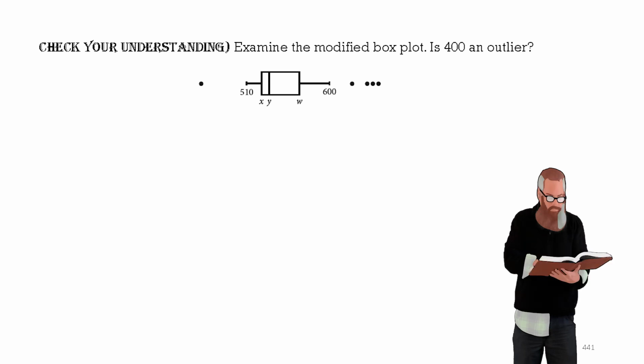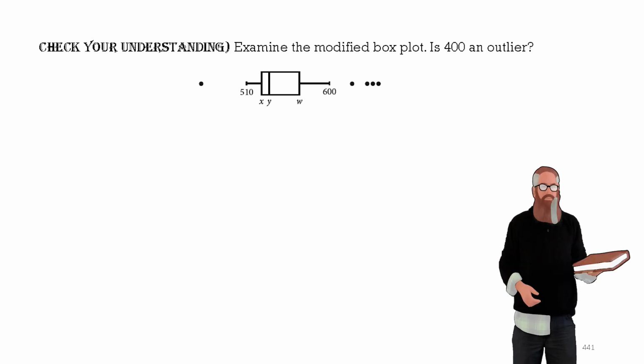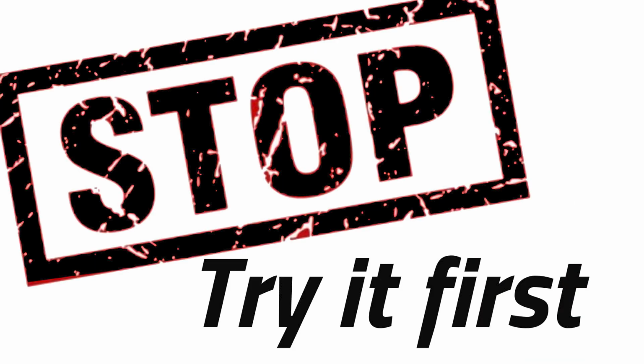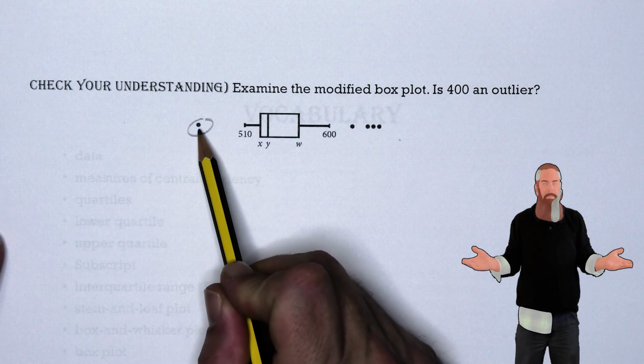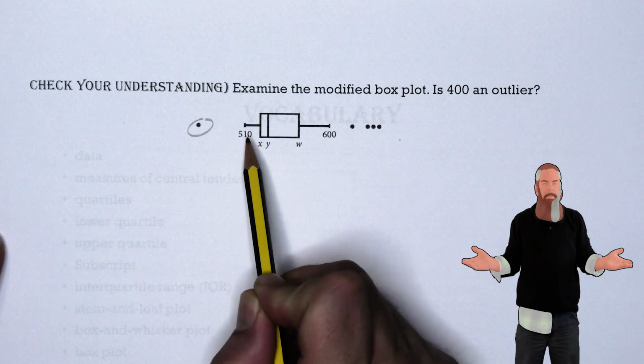Let's check our understanding of this. Examine the modified box plot. Is 400 an outlier? Yes, it is, because I can see that that would be the dot to the left of 510.